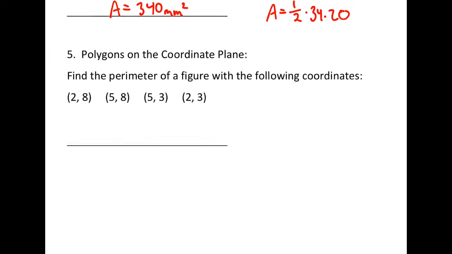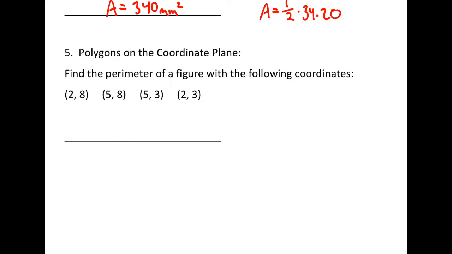Last one is number 5, polygons on the coordinate plane. This is find the perimeter of a figure with the following coordinates. Now notice they're giving me 4 coordinates. So I'm guessing it could be a rectangle, could be a trapezoid, could be whatever. So I'm going to find the distance. Now I'm going to remind you of the trick. So first off, I'm going to start assuming, let's see if it is a rectangle. So I'm going to draw a rectangle to help me see.